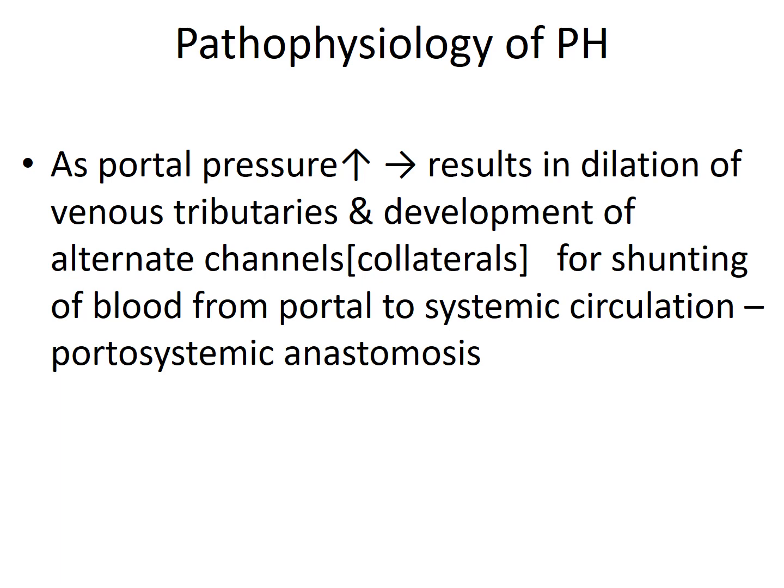And another cause can be increased portal pressure. This results in dilatation of the venous tributaries and development of alternate channels, that is, the collaterals develop at the anastomosis, for shunting of the blood from portal to systemic circulation, that is the portosystemic anastomosis. So when the pressure increases, the vessels at these sites rupture, leading to bleeding. Thank you. We'll come to the clinical features in the next class.